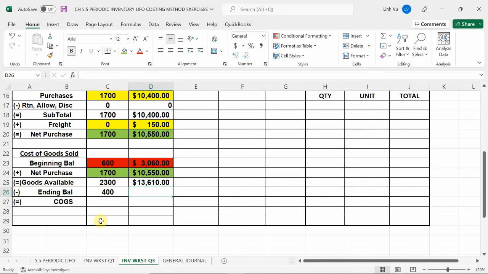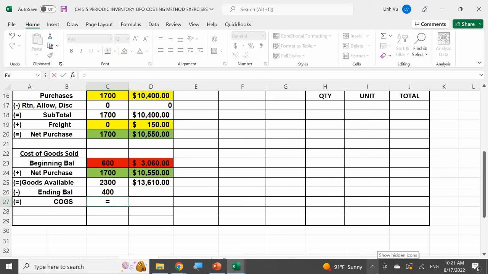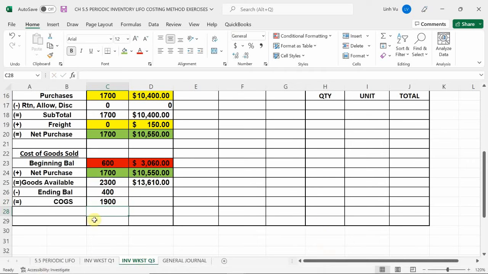Okay, so now, once again, I have 2,300 units available to sell, and I'm only left with 400 units. So my assumption is I must have sold how many? 1,900. You sold 1,900. So once again, let's build our cost of goods sold table here.